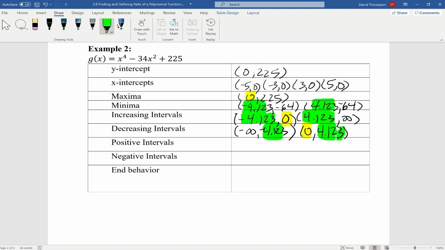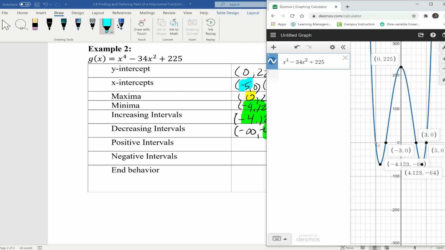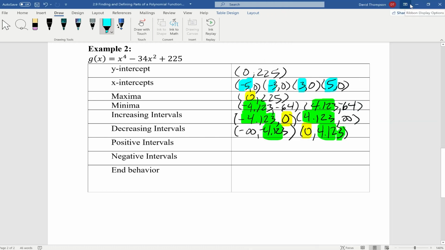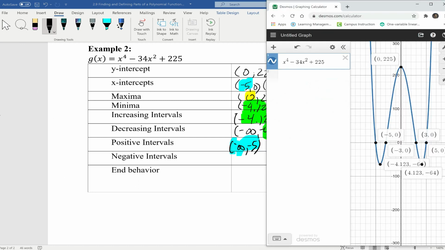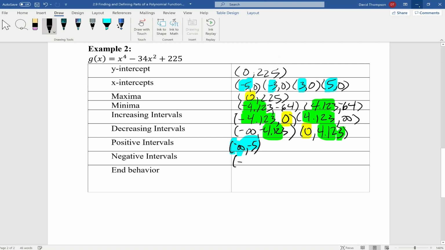Now our positive and negative intervals are going to deal with our zeros. So again, we're going to highlight those x-coordinates in blue. So looking at the graph, we start positive. So from negative infinity to negative 5, we're positive. Then we switch to negative. From negative 5 to negative 3, we're negative.